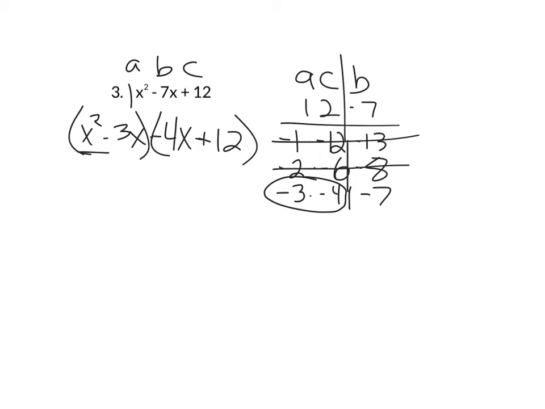What can I take out of an x squared and a -3x? Just an x. Divide, x squared divided by x is x. -3x divided by x is -3. And then the other set. -4x and +12. Again, we're trying to make x minus 3 when we divide.